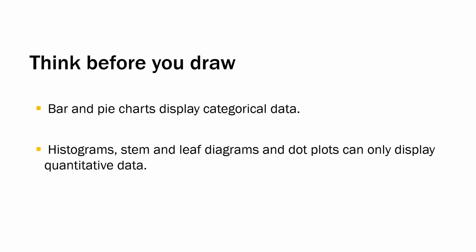But before you make something like a pie chart or a bar chart, you should check that you have the proper type of data. So for example, they are categorical data. Before making a stem and leaf display, a histogram, or a dot plot, you should make sure you're working with quantitative data. And although a bar chart and a histogram may look similar, they're not the same. You can't display categorical data in a histogram, nor quantitative data in a bar chart. So always think before you draw.